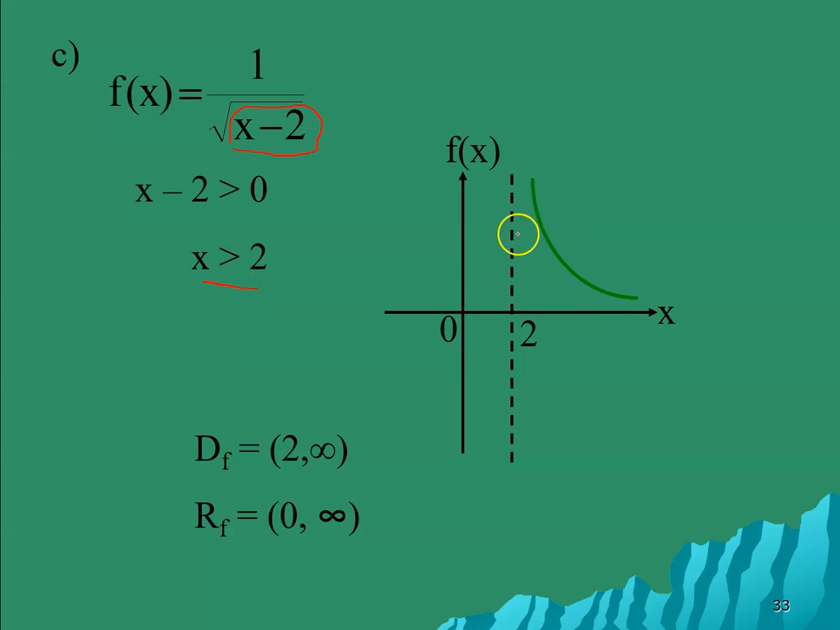So the graph will look like this. This x minus 2, you will get x equal to 2. This is actually the asymptote. Okay, dia tidak boleh. When you draw the graph, the curve cannot touch this asymptote. So your domain will start from 2 until infinity, but not touch 2. It's not using the cross bracket, it's using the open bracket. And the range will start from 0 until infinity, but not touching the 0.